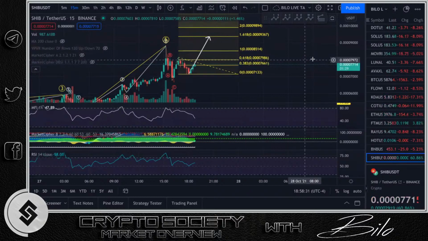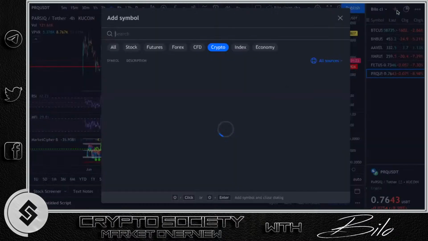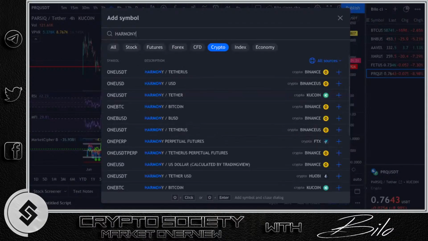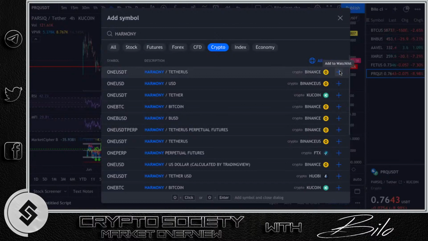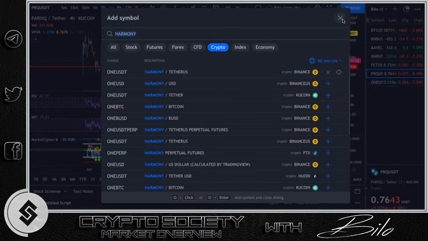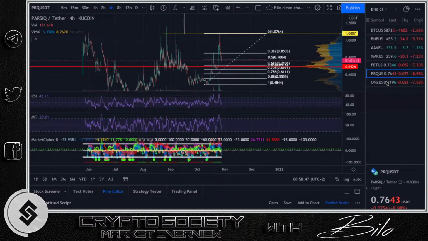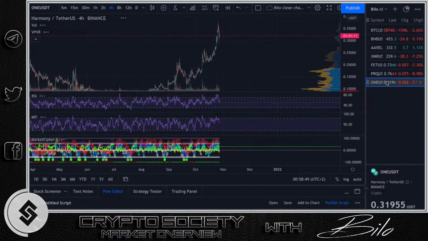So what else did you want to look at? Harmony? Oh, you know what? Yes, Harmony. While you're bringing that chart up, FTM is now $3.25. That is one big long-tailed hammer candle that is going on FTM right now. Wow. On the daily. I'll go back to it.